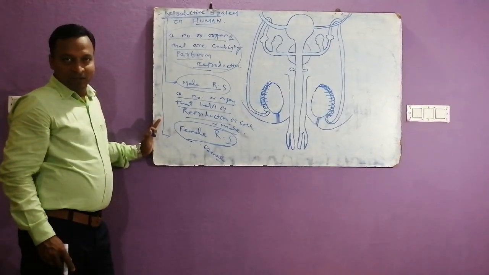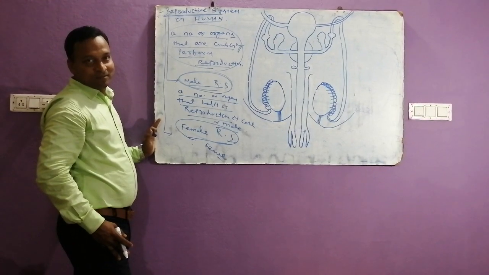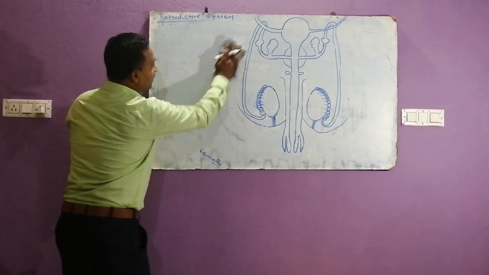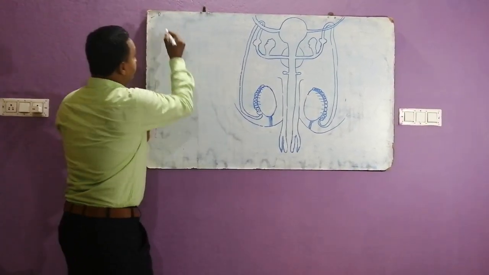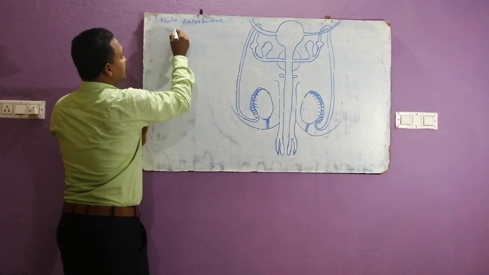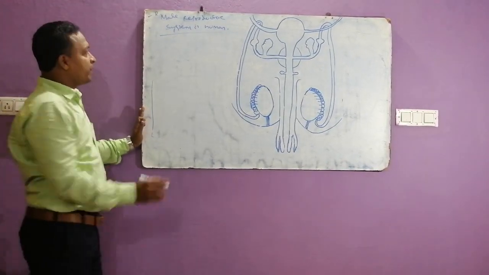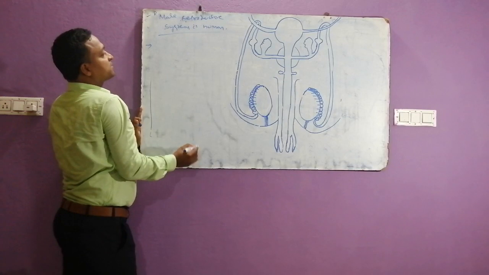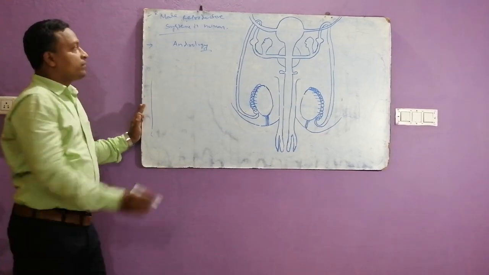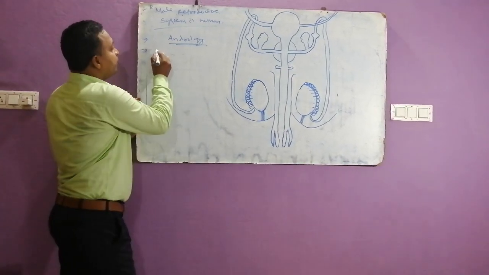So let's start in detail with the male reproductive system. Try to focus here. Now we are talking about the male reproductive system in case of human. The study of the male reproductive system is called andrology.